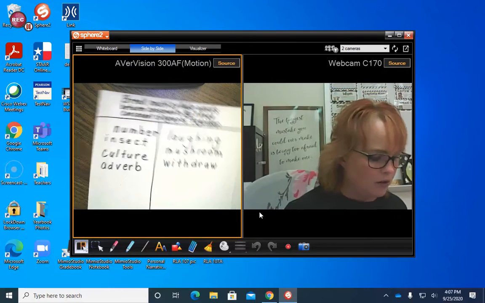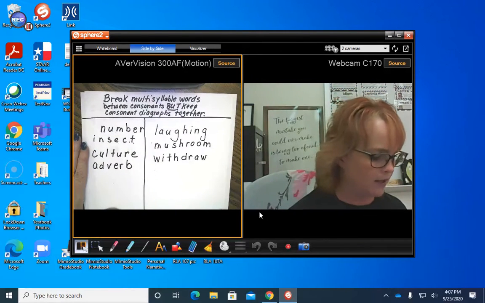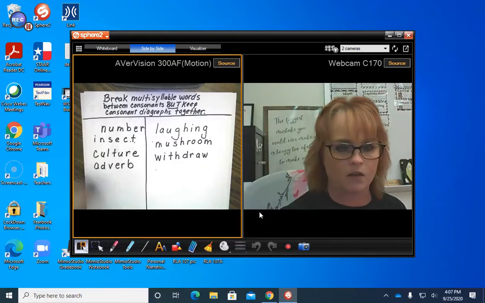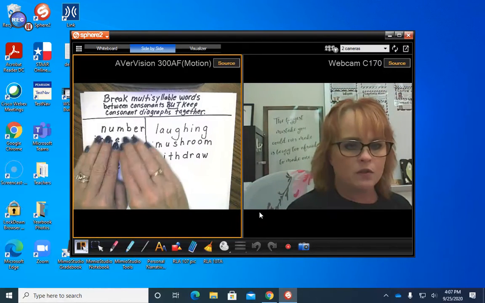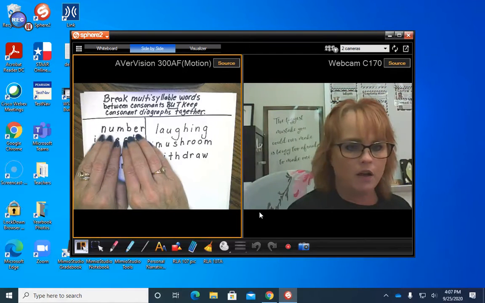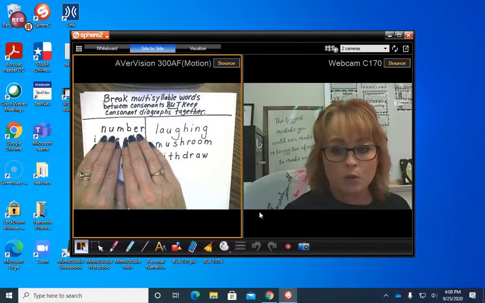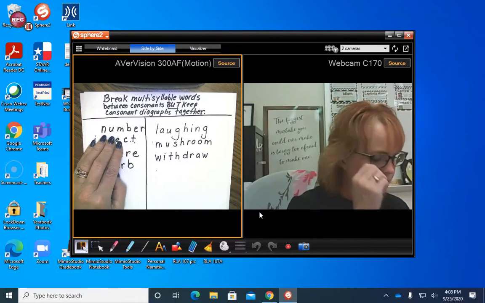All right, so let's try some of these where we're going to break multisyllable words between the consonants, but keep the consonant digraphs together. So here's our first word. We're going to do this because this is going to be really helpful when we come to words that have two, three, four, even more syllables in them, and how to break them down, and how to read those words, and how to spell them as well.